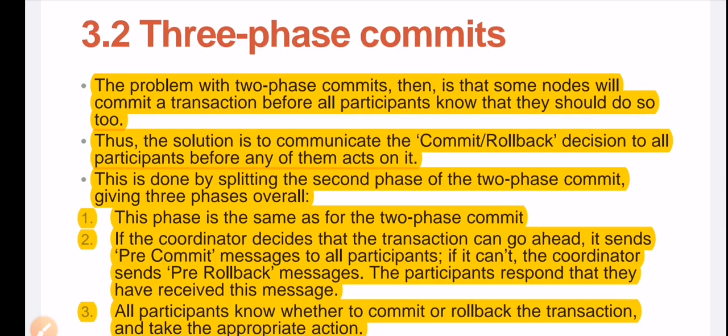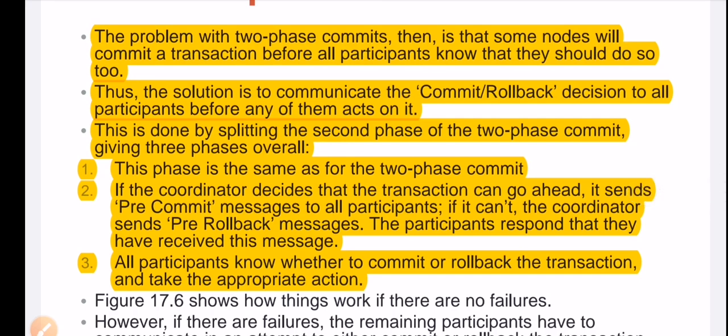This is done by splitting the second phase of the two-phase commit into three new phases. The first phase is the same as in two-phase commit. In the second phase, if the coordinator decides that the transaction can go ahead, it sends a pre-commit message, which is the new one, to all participants. If it can't, the coordinator sends a pre-rollback message. The participants respond that they have received this message. In the third stage, all participants know whether to commit or roll back the transaction and take the appropriate action.